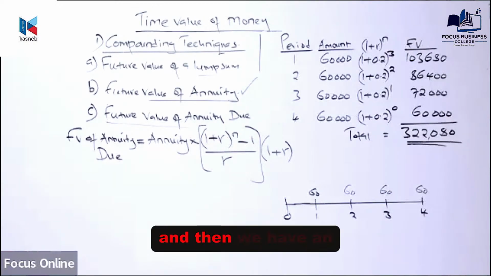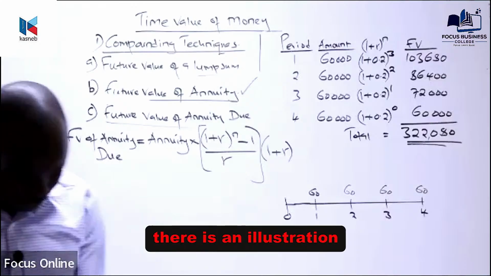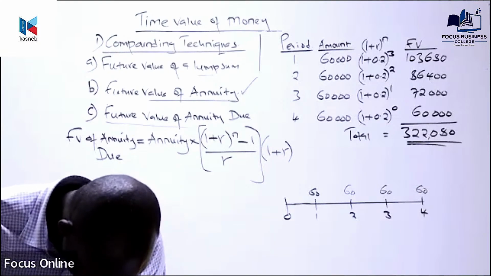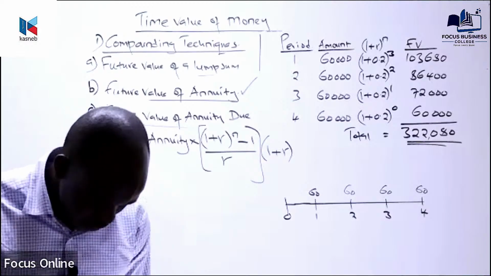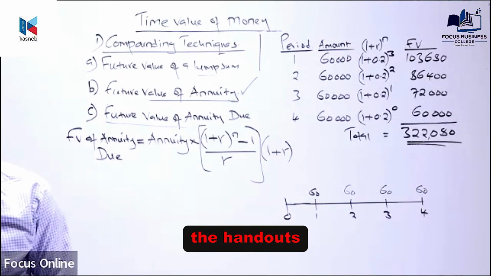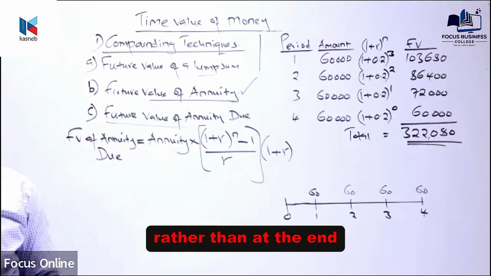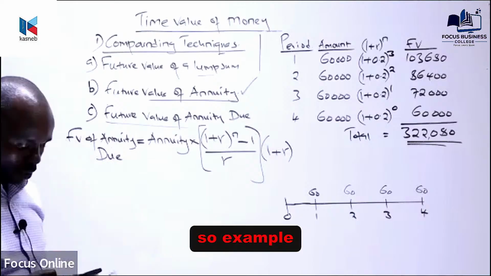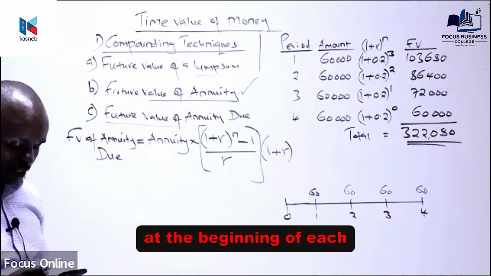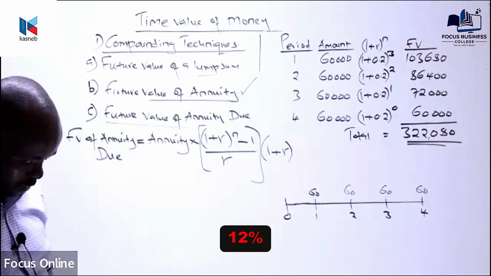And then we have an illustration. So back to the handout, there is an illustration: finding value of an annuity due. If you can check in the handout, they are saying, assuming the above example, the investment is made at the beginning of the year rather than at the end. So example, what is the value of shillings 100,000 investment annually at the beginning of each of the next 5 years at an interest rate of 12%?